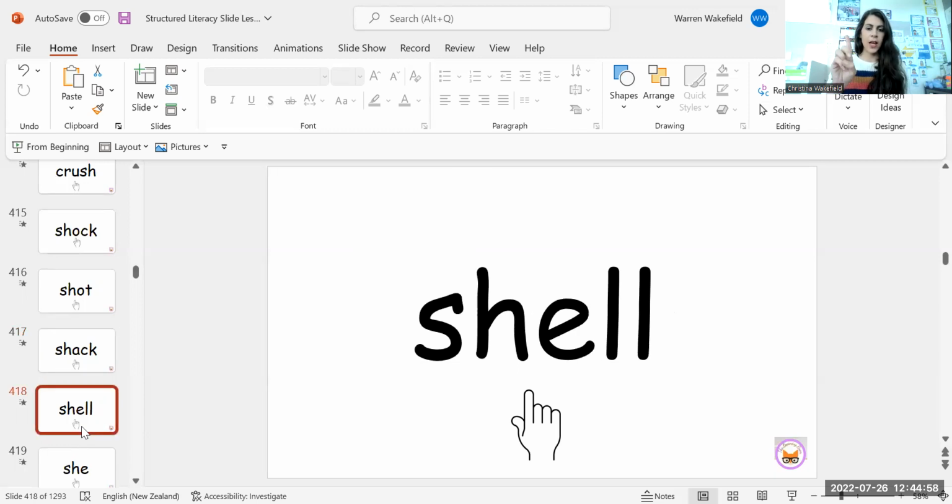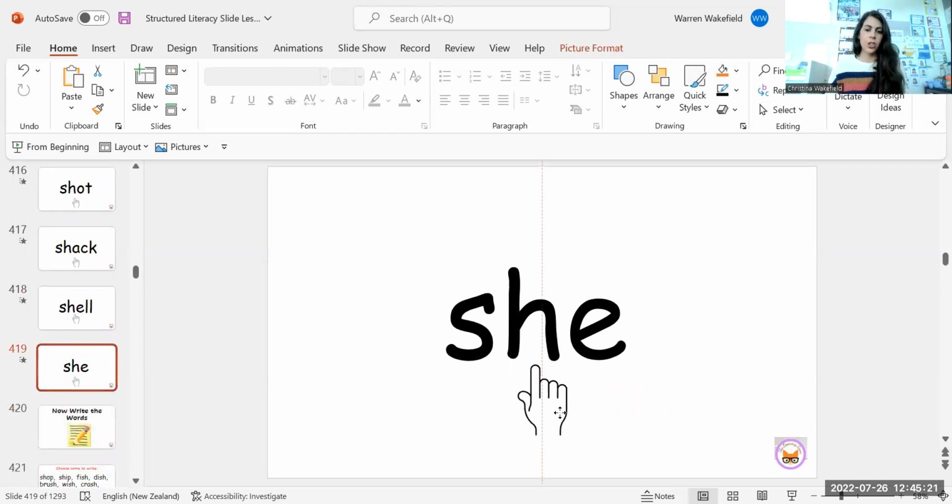Shell makes 2 sounds. Shell. So let me go through this again because this one can be a bit tricky. Okay, so together it makes 1 sound. So it's actually 2 sounds there. Shell. Okay, next one. She.